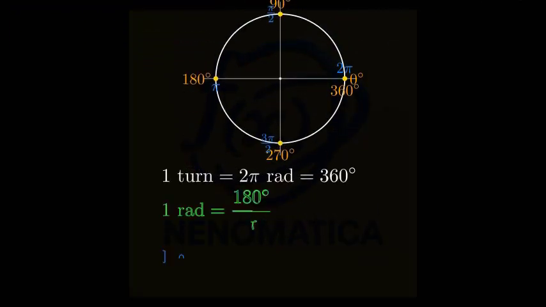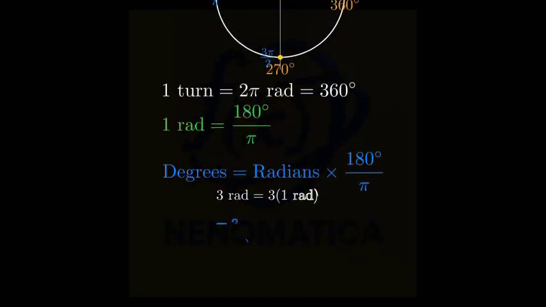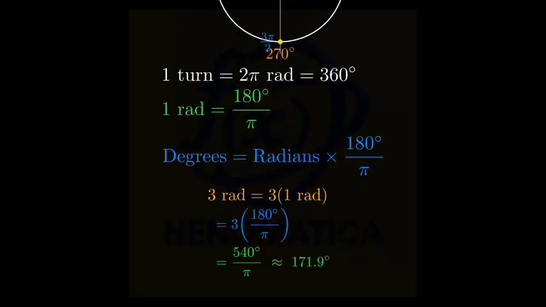The conversion rule. Because 1 full turn is 2 pi radians and 360 degrees, it follows that 1 radian equals 180 degrees divided by pi. To convert, multiply the radian measure by that fraction. Example 1. 3 radians. Write 3 radians as 3 times 1 radian. Now substitute 1 radian equals 180 degrees over pi.